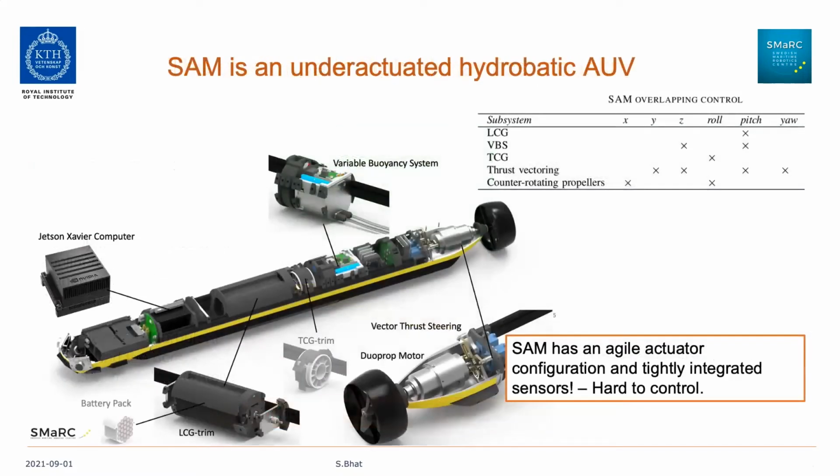On top of that, we have another challenge. SAM is an underactuated AUV. It's hydrobatic, which means that it is very agile and it has a really interesting actuator configuration that makes it perform really cool maneuvers. You can do interesting things with it, but to make it do those things is more difficult because to get good control strategies in this kind of underactuated system is challenging. So we have these two problems: on one side, having a complex model, and on the other side, having very few controls. So how do we reconcile both of these differences?